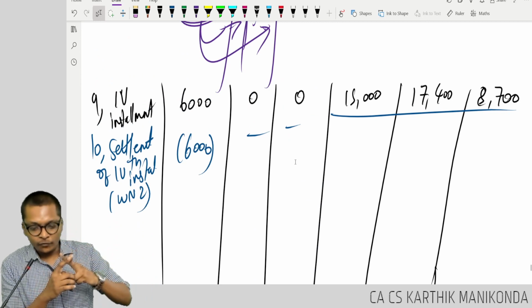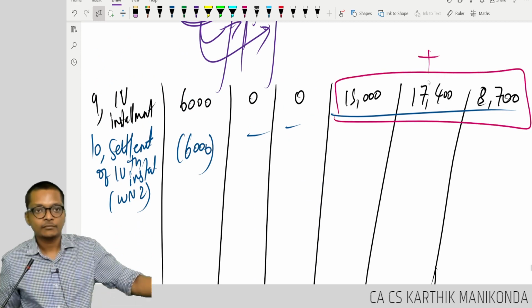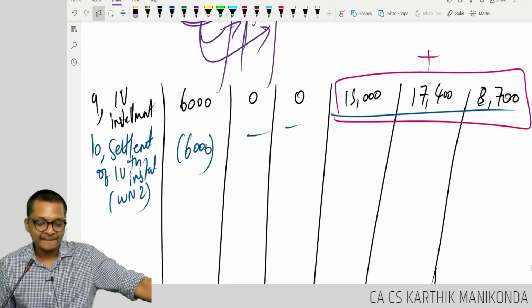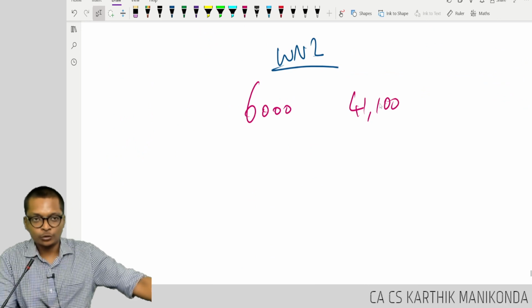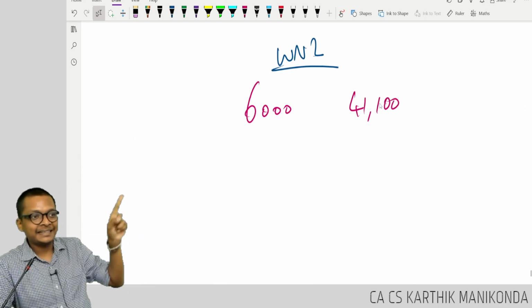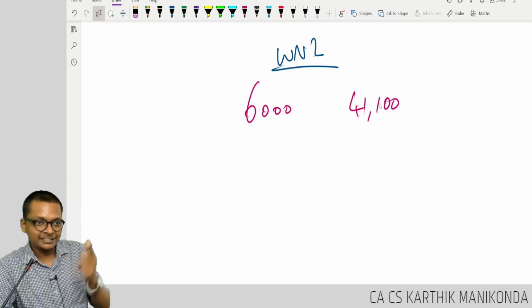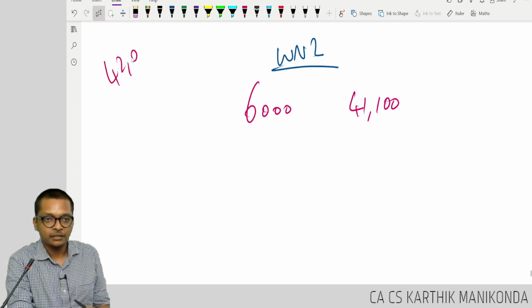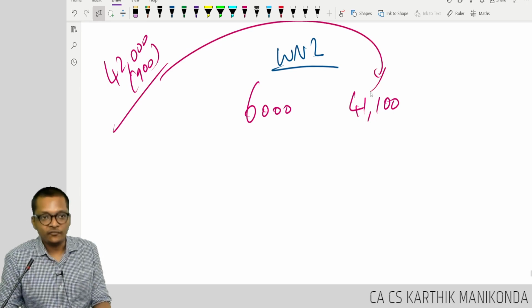What is the payable to partners? 15,000, 17,400, 8,700. Can you add all these three? How much? 41,000? Correct, no, it was 42,000. I paid 900. So leftover should be 41,100. If you want to cross check, it was 42,000 first. Now 900 rupees I paid. So I should be left with 41,100.